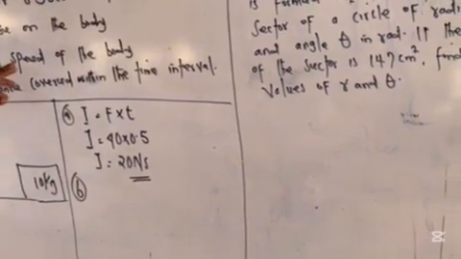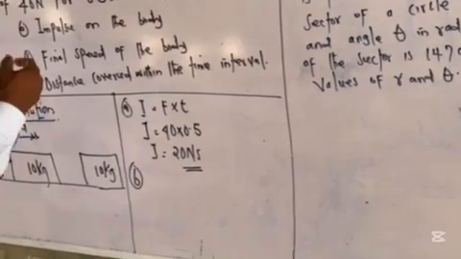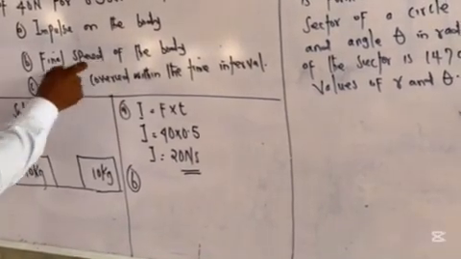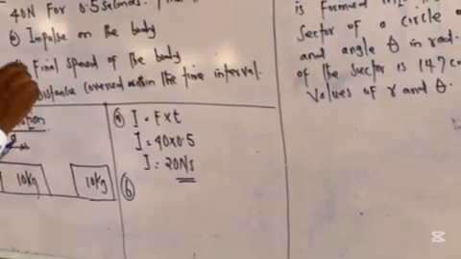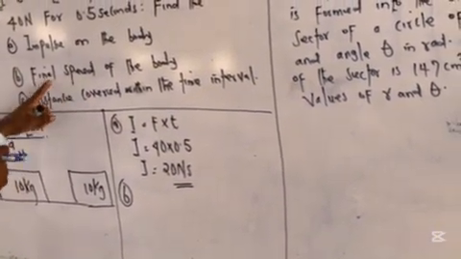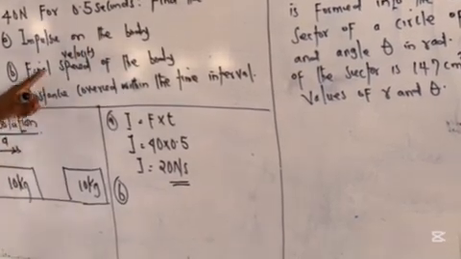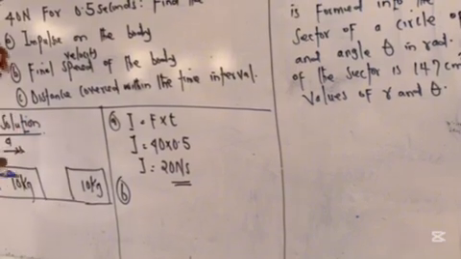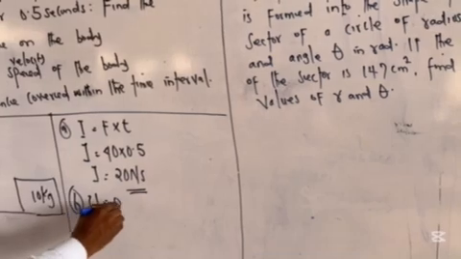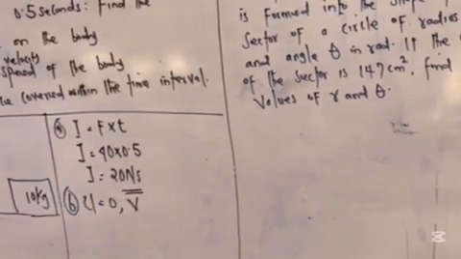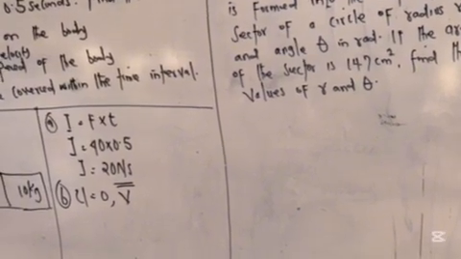The question says we should find the final speed of the body. Although in physics we don't have a symbol for speed, we have a symbol for velocity, and velocity and speed are the same thing in terms of their SI units. So instead of saying speed, I will say final velocity for proper understanding. Take note, the question says the body starts from rest. What does that mean? It simply means the initial velocity u is 0. We want to find the final velocity. Like we said earlier, as the force is applied, it moves with acceleration and velocity.